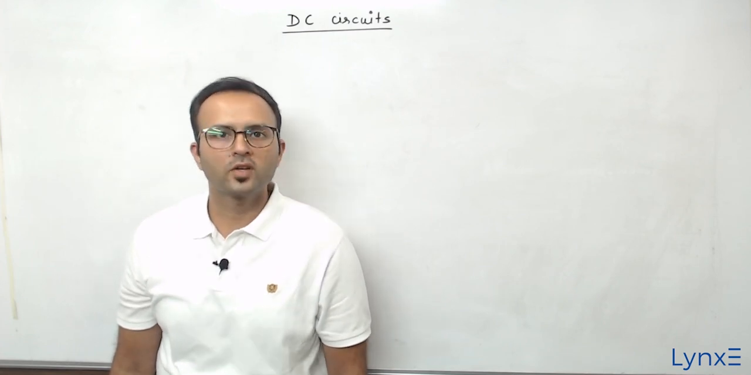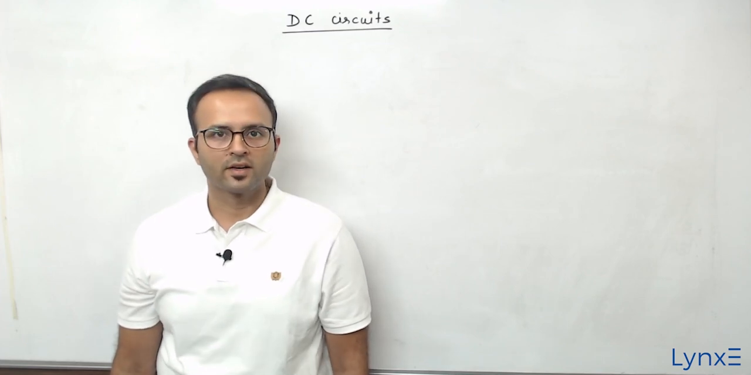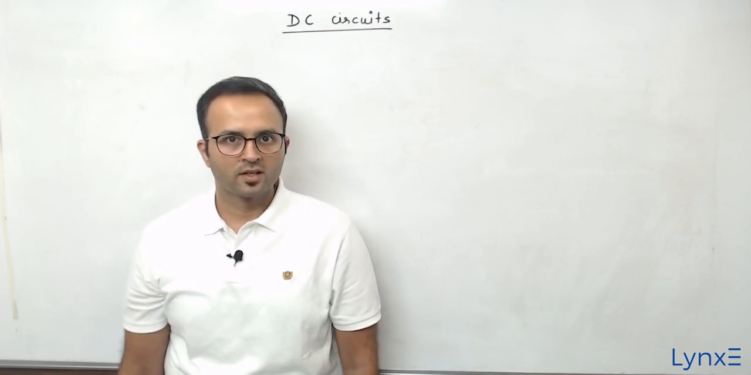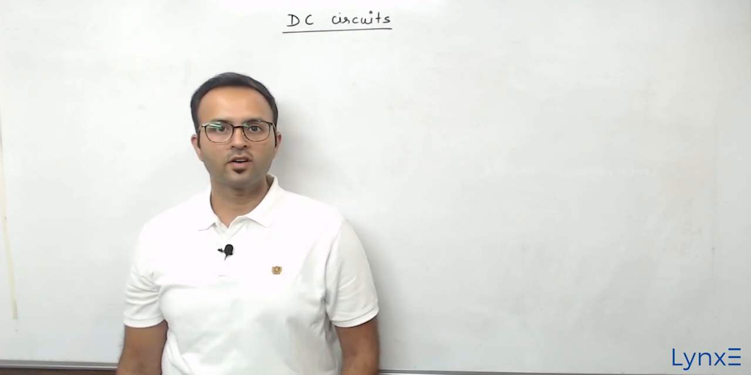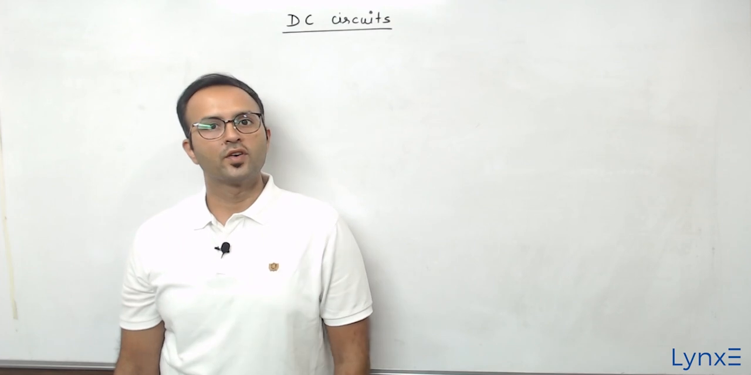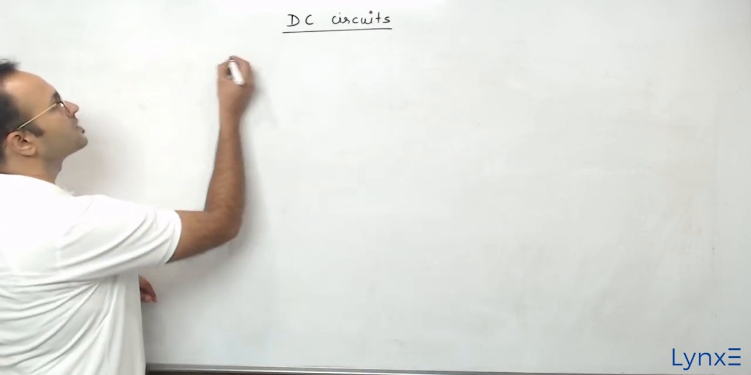One of the most important topics: DC circuits. Now, what exactly is DC? DC is nothing but direct current, where your voltage is constant with respect to time. So in DC circuits, the first and most important law we are going to learn is Ohm's law. So what exactly is Ohm's law, students?